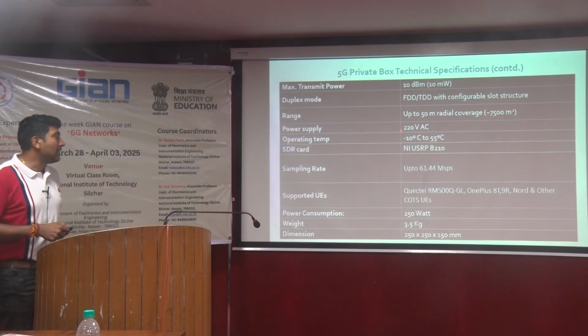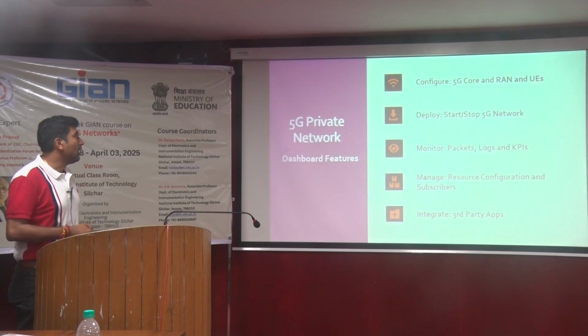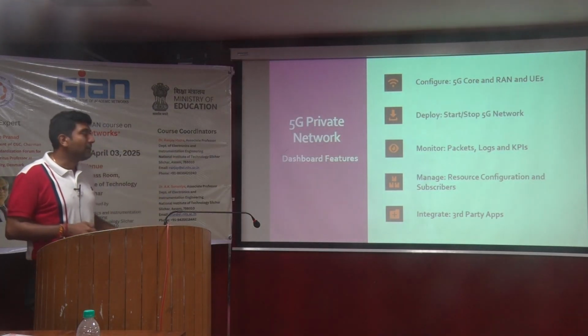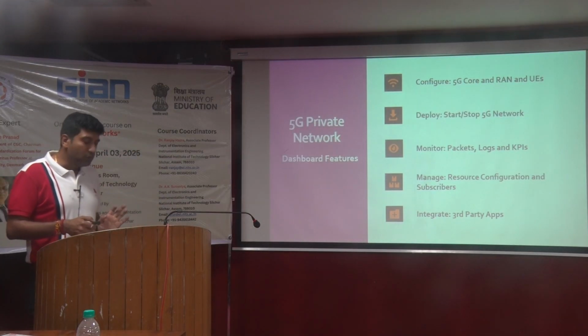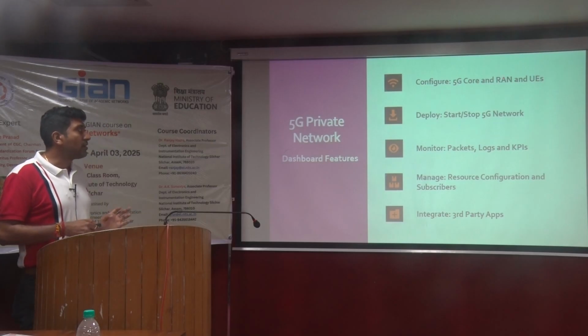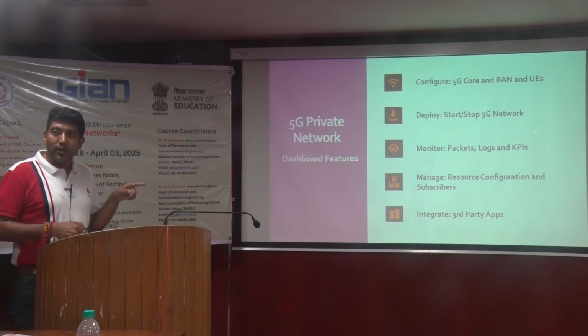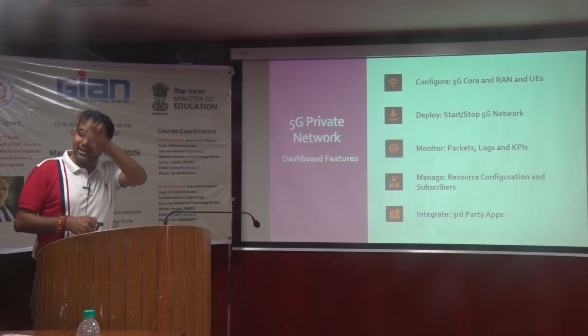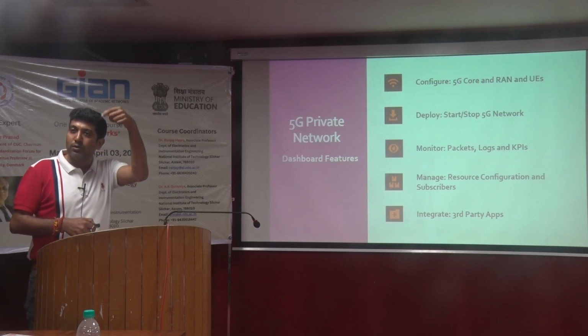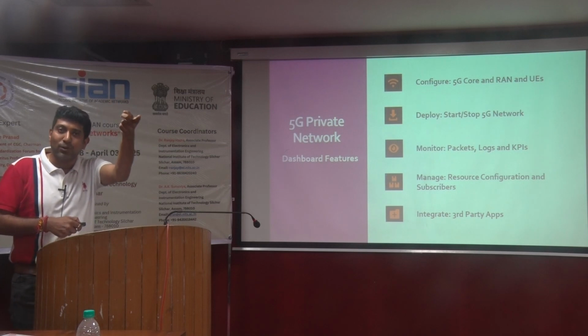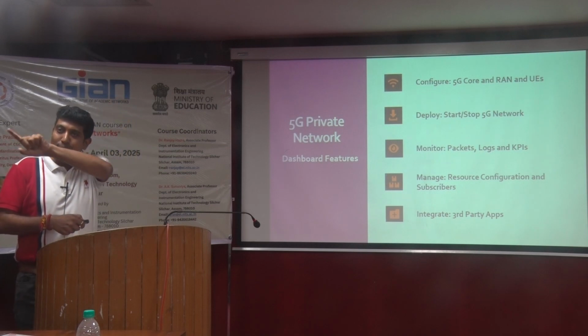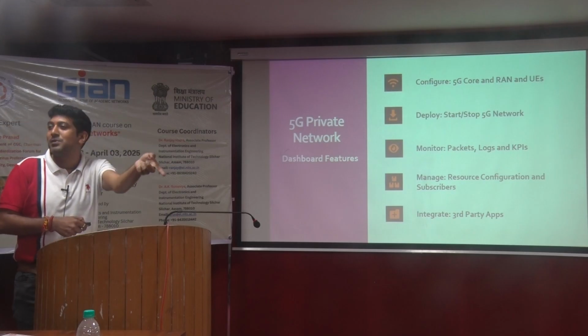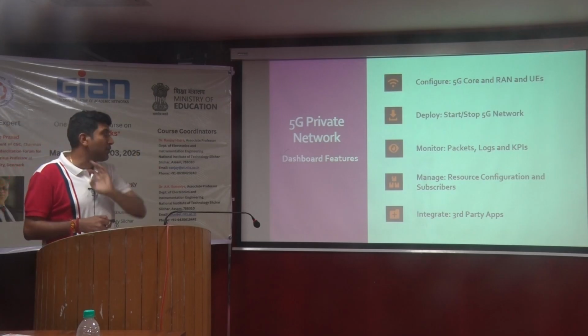And the dimension of the box is this. So when I talk about the 5G private network, what are the steps? What do we have to do? We have to first configure the core and the RAN, followed by the user equipments. Then we have to deploy them. There's a button on the dashboard, start and stop. When you start, you first start the core, then you start the RAN. When you stop it, you first stop the RAN, then you stop the core. That is how your entire process is.